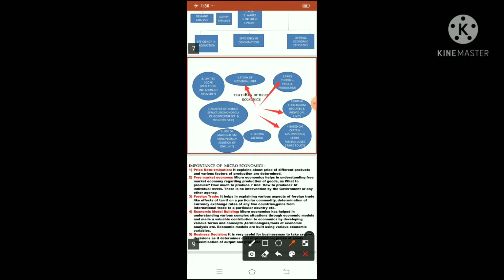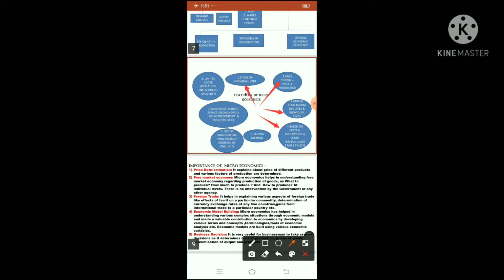Related to ceteris paribus, it is also mentioned in brackets in your textbook: other things remain constant. This is the ceteris paribus method. Other things remain constant means whenever we are studying any single unit, any product, say a mobile phone, as an example. During that study, if we use the ceteris paribus method, when we are studying the mobile phone, children, other things should be constant. Immediately a new phone should not arrive in the market. Immediately the price of the phone should not change.